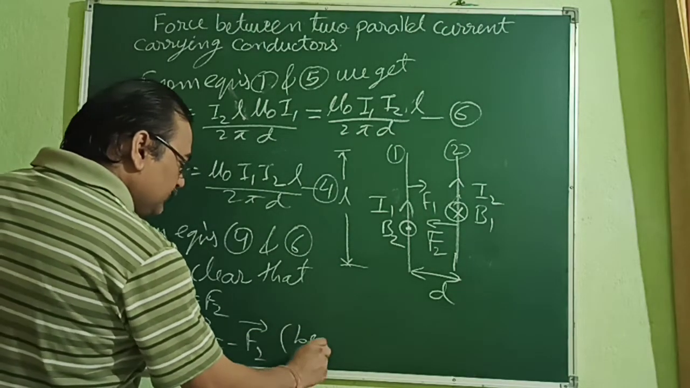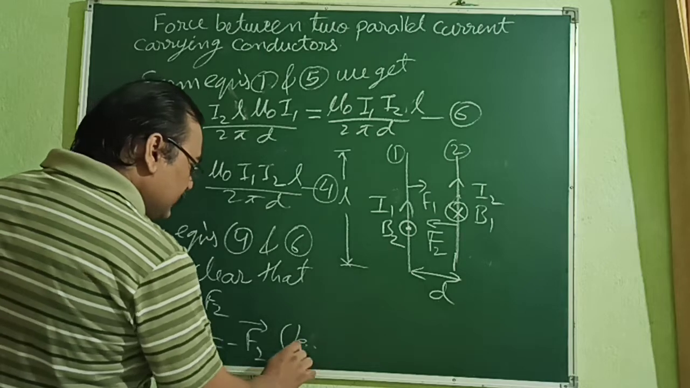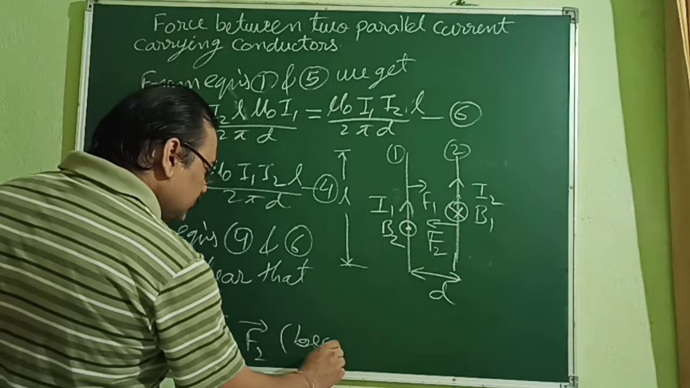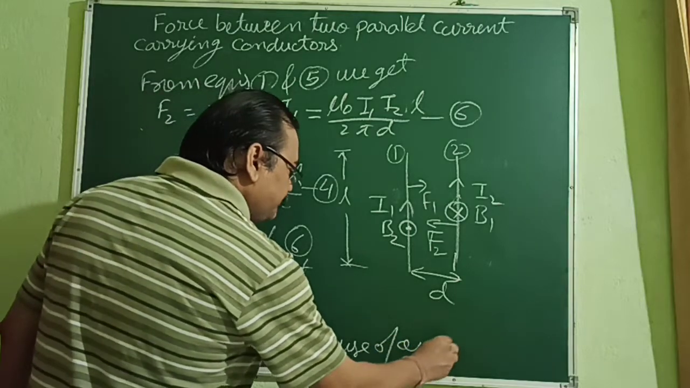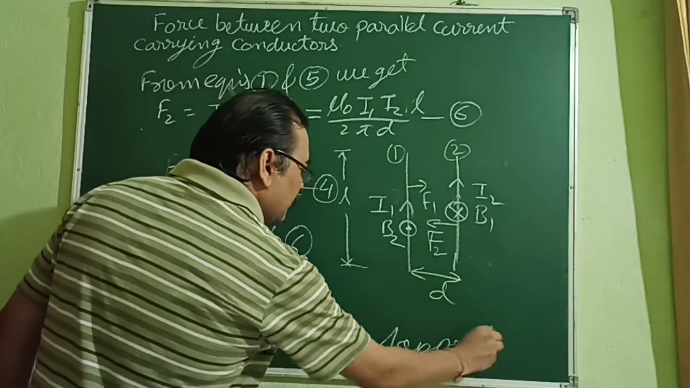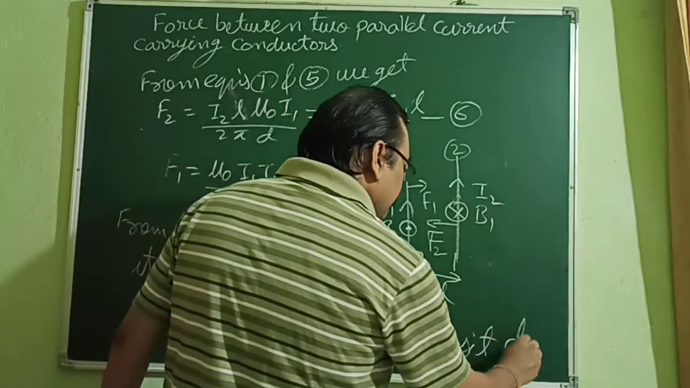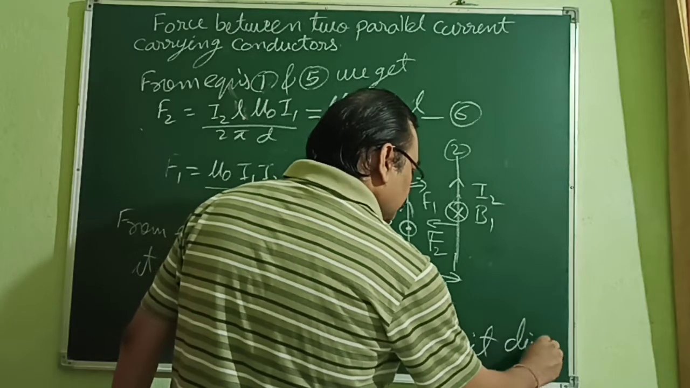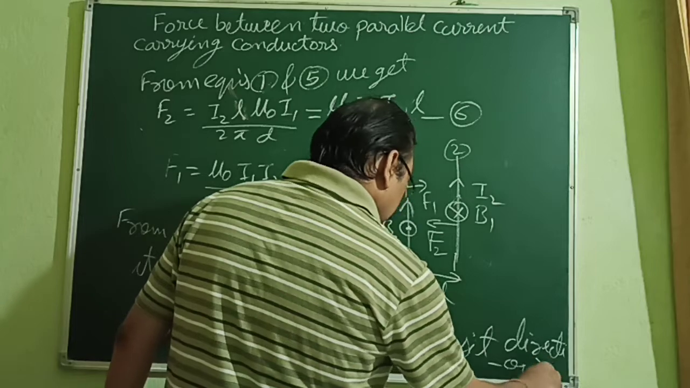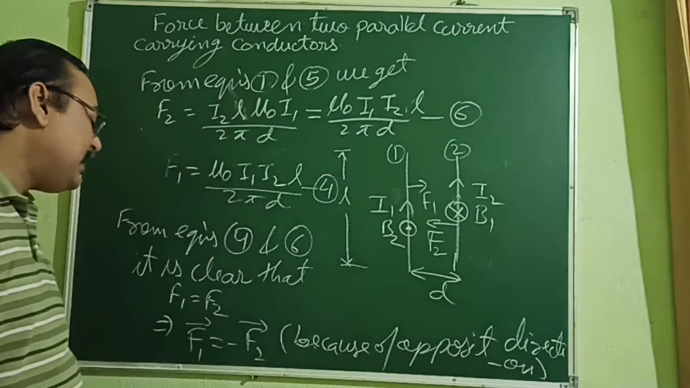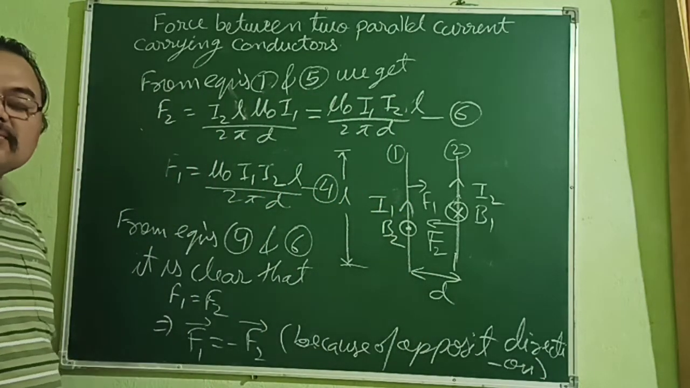Why? Because of opposite direction. Okay. Because of opposite direction, F1 is equals to minus F2.